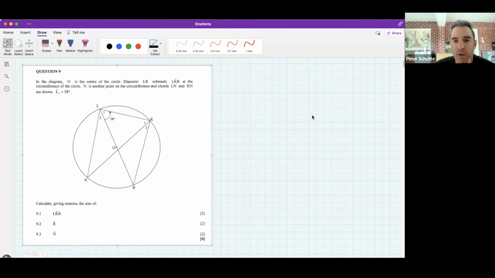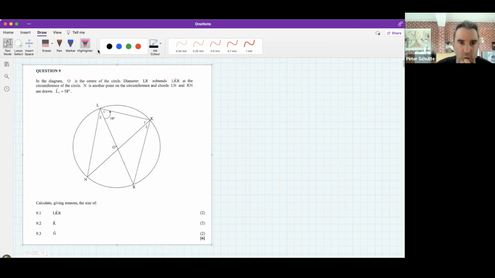Chloe said angle in the semicircle. I think I agree. I noticed that, and I think there might be other stuff hiding, but that's where we're at. Okay, so let's start the question now.